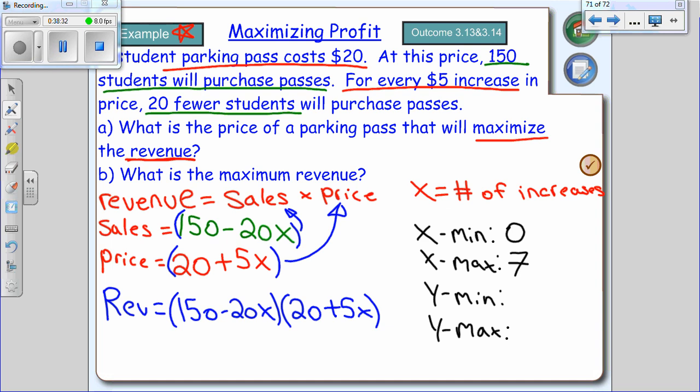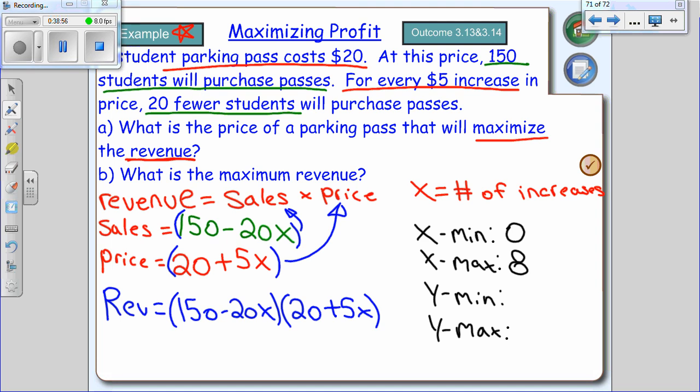Y minimum. What is y in this graph I'm going to graph? My revenue. What's the least amount of revenue? What's the least amount of money you can make? You can make $0. Here's the hard one: Y maximum. You're not going to know a good number to put in for Y max. That's what you're trying to find.